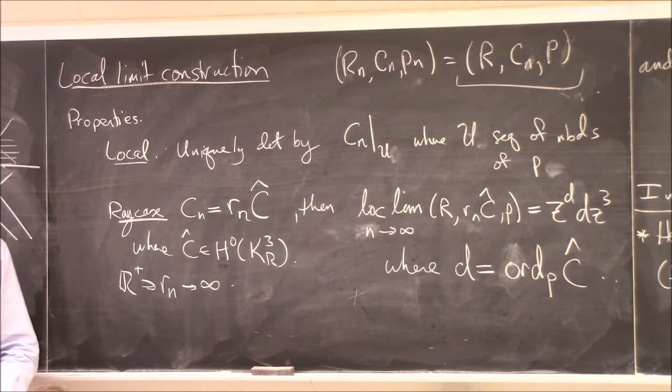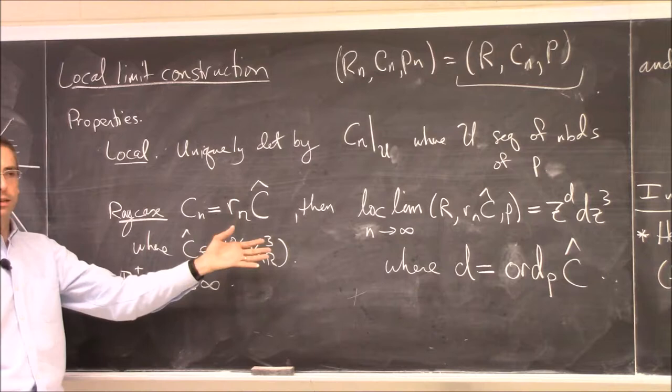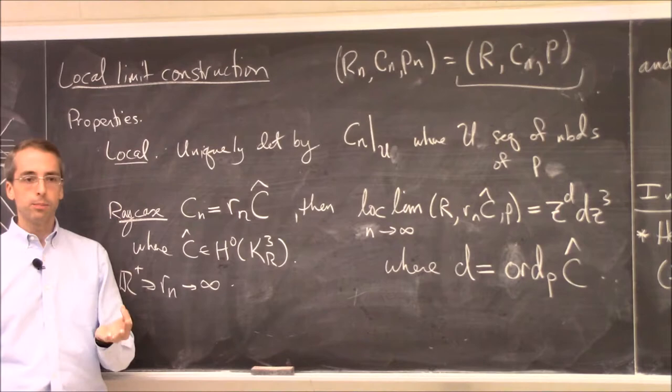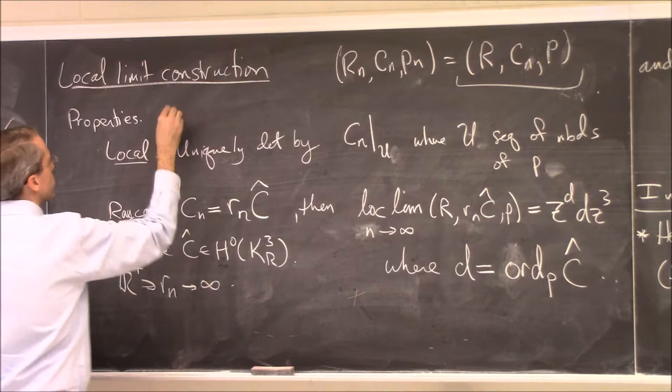So this is supposed to reflect the local picture of the differential. And I'm saying if the differential is just bigger and bigger copies of the same one, and you're looking at a point p, the only invariant is the order of vanishing of the cubic differential at p. And the polynomial you get is z to the d dz cubed. Maybe I should add property zero, is that the answer that is almost well defined.